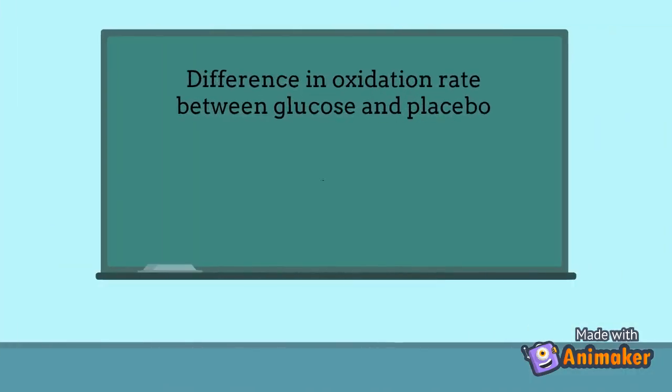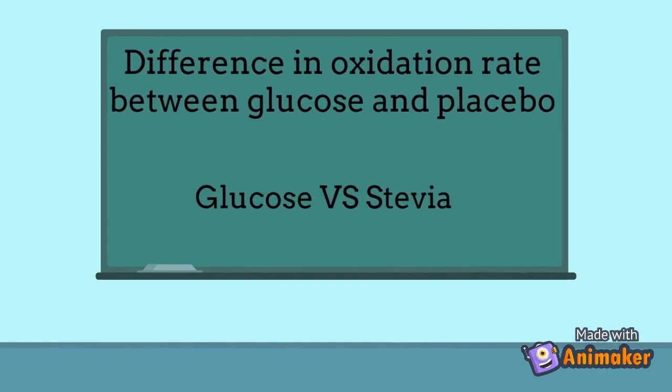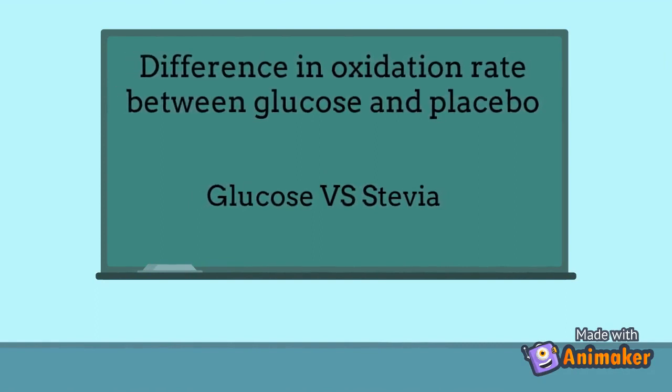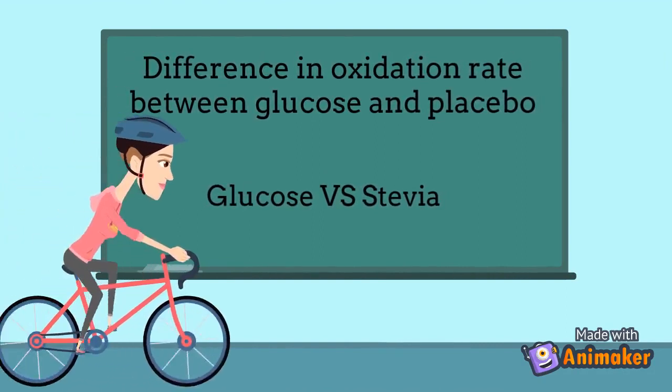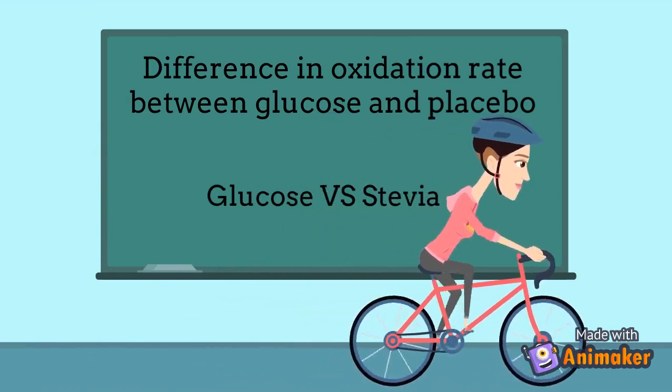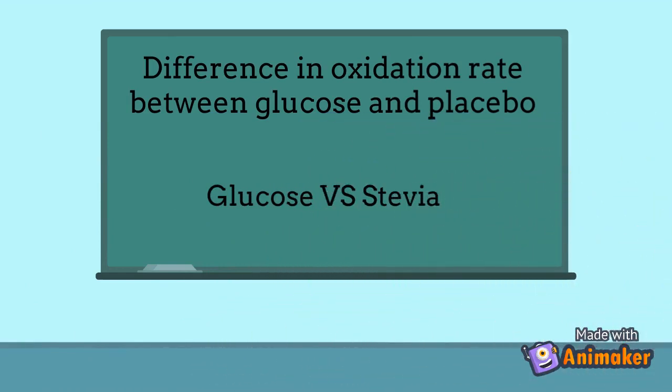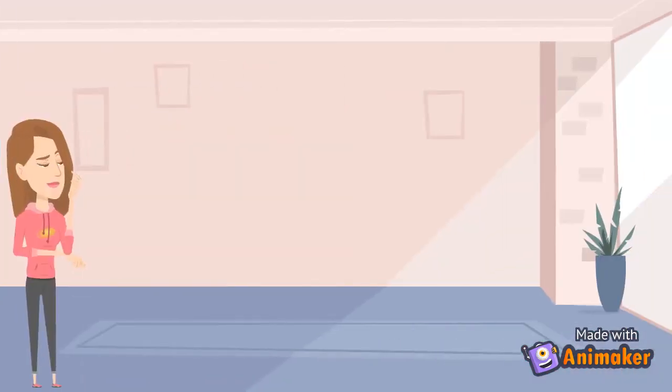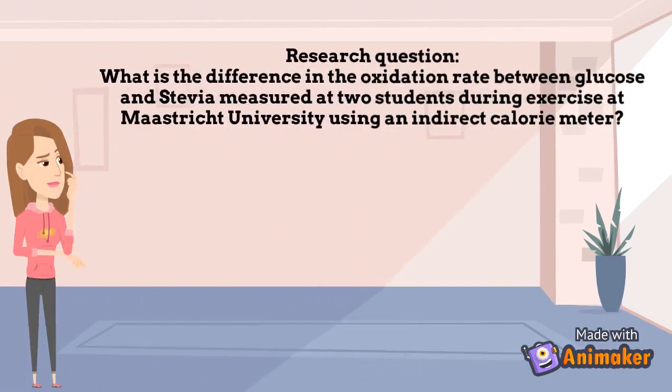The topic of our experiment is determining the difference in oxidation rate between glucose and a placebo. In this case, the placebo is stevia. Our research question is: what is the difference in the oxidation rate between glucose and stevia measured at 2 students during exercise at Maastricht University using an indirect calorimeter?